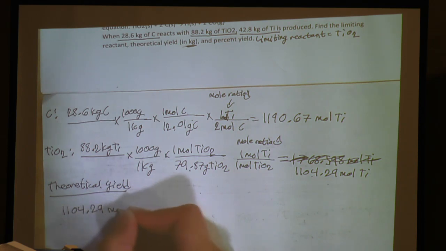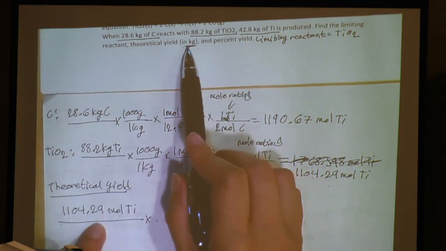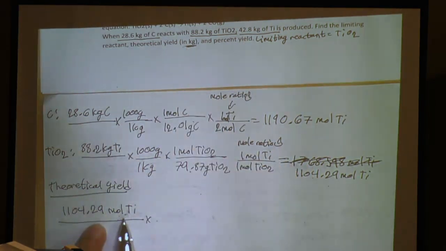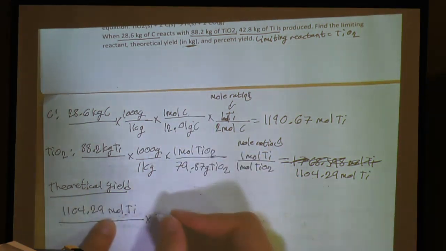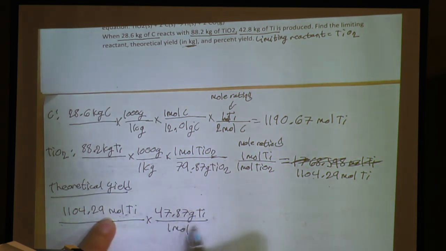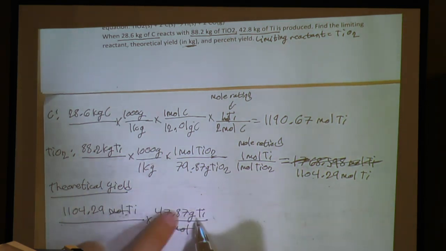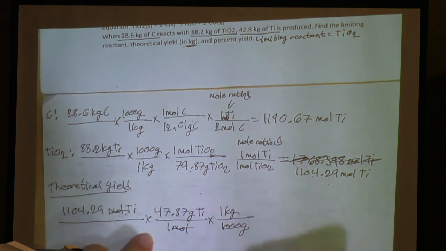So 1104.29 moles of titanium. We want to convert this into kilograms like the question is asking. So this much titanium, we want to get it into grams of titanium and then kilograms. The molar mass of titanium is 47.87 grams per 1 mole. So that's just the molar mass. Now we're in grams of titanium. 1 kilogram over 1,000 grams, because 1,000 grams is equal to a kilogram.